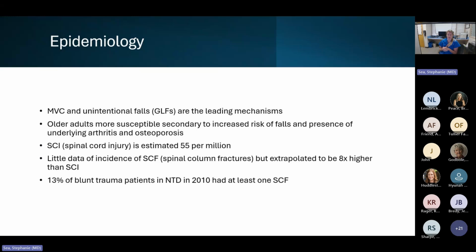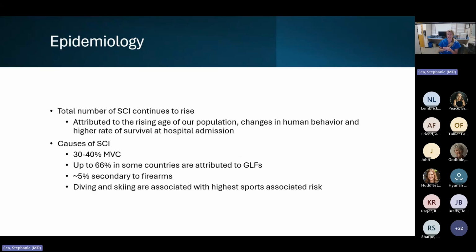And we can see that clearly based on our patient population. 13% of blunt trauma patients in the National Trauma Database in 2010 had at least one spinal fracture. So clearly this is a very common injury pattern. The total number of spinal cord injuries is continuing to rise. This is attributed to the rising age of our patient population and changes in human behavior.